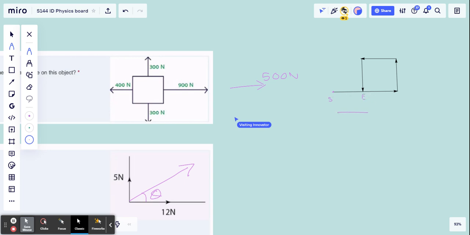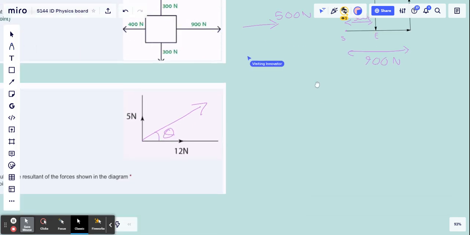And because we know that that first arrow was originally representing 900 newtons, and we know that this one up here is 400 newtons, then you can see the difference is 500 newtons. So we get the same answer. And of course, these were 300 newtons and 300 newtons. So as you can see, they would cancel out if you drew them like that.